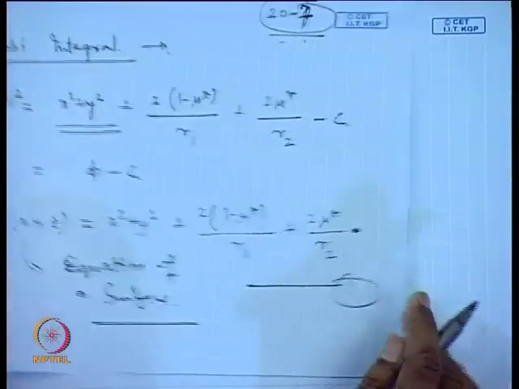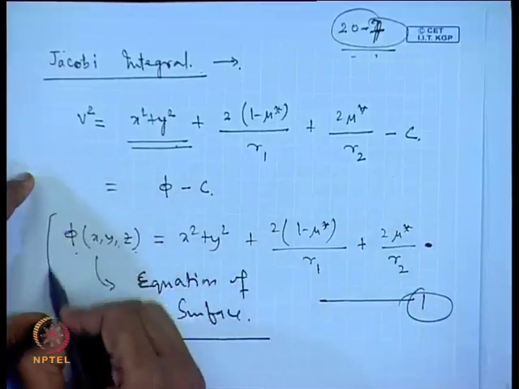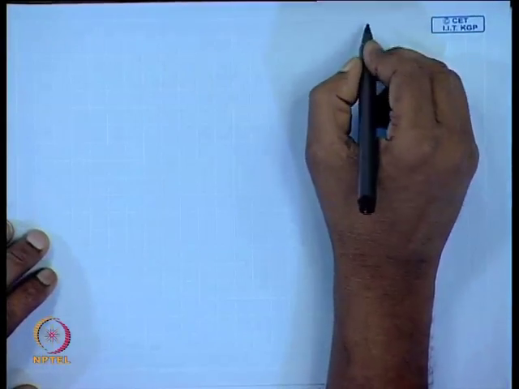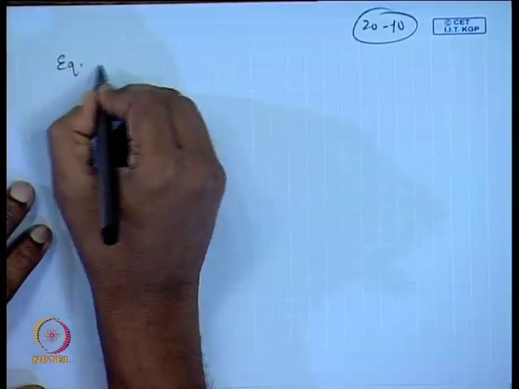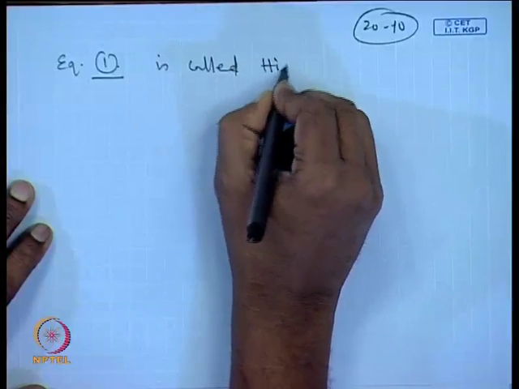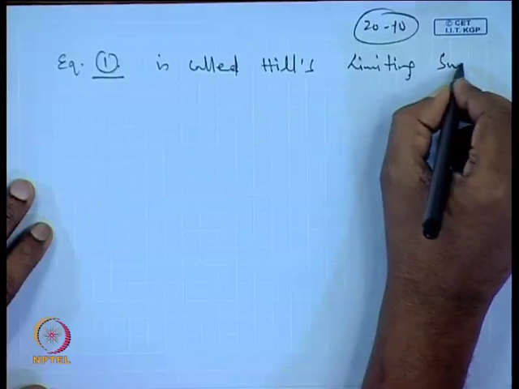Now, this equation that we have written, let us write this equation as equation number 1. Okay. Phi x y z is equal to x square plus y square times plus this quantity. So, this equation 1 is called Hill's limiting surface.